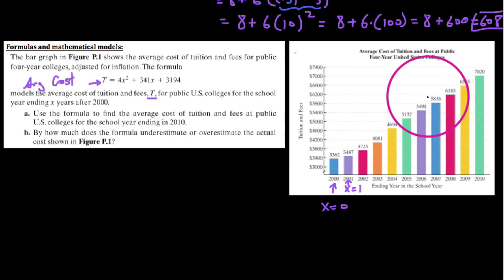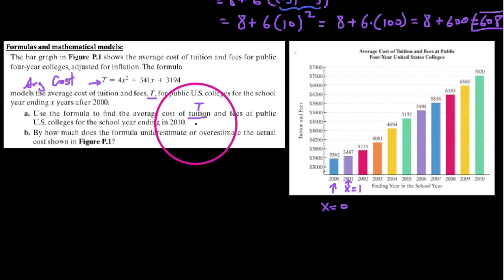But you notice that what they've given us here is a quadratic model that says, I can tell you the average cost if you tell me how many years after 2000 you would be attending college at a four-year school. So using this formula, what we want to do is find the average cost of tuition and fees, in other words T, at a public U.S. college for the school year ending in 2010.